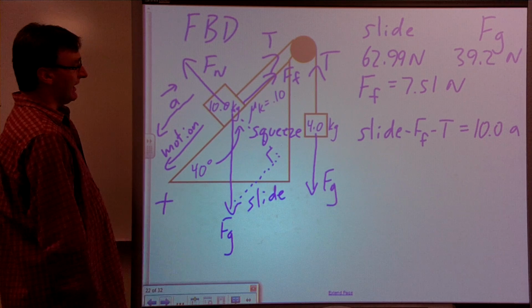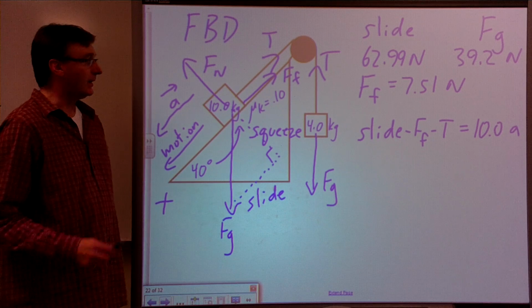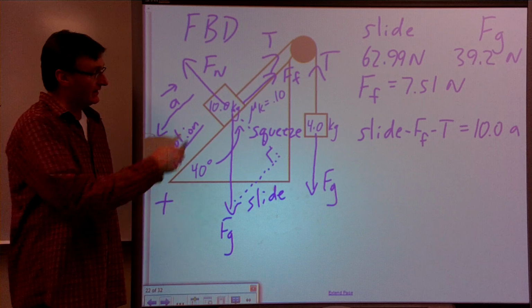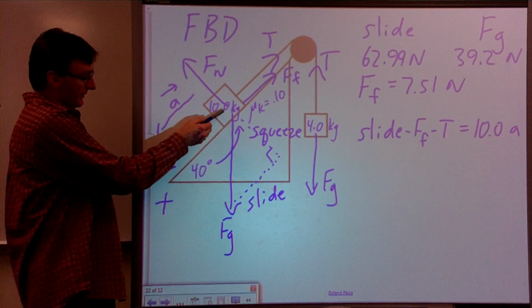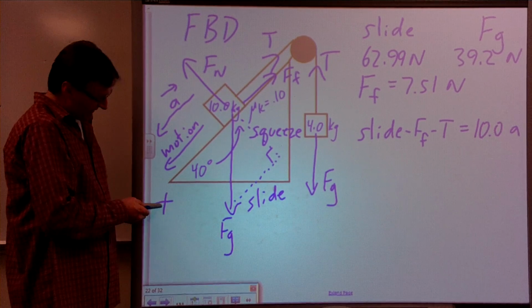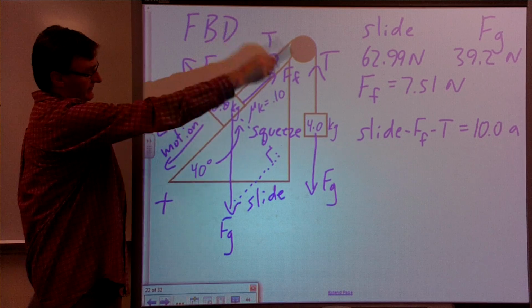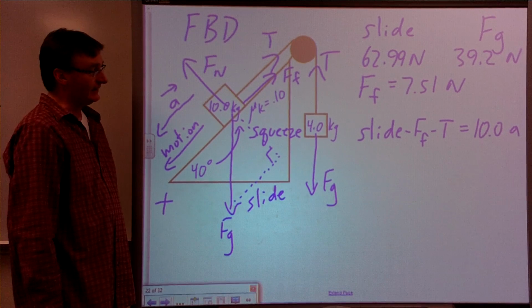Now that we have that, we can write down the equation of the forces on each of the objects. If we start with this one here, we'll make this our positive direction. So we'll call this positive, so obviously the other direction is going to be negative.